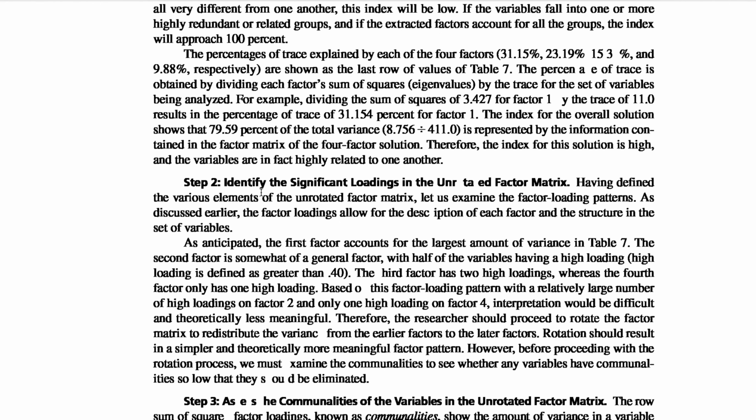Another step, Step 2, I will talk about in a further video. That will be the fifth video of the factor analysis series, where I will talk about identifying the significant loadings in the unrotated factor matrix.